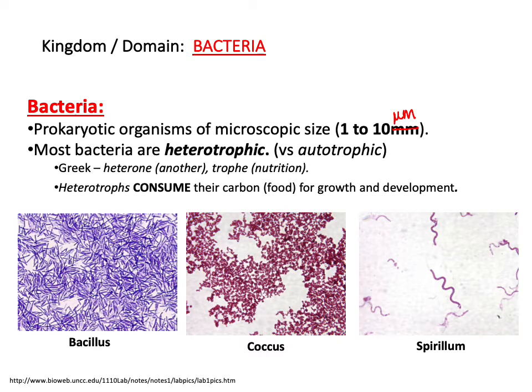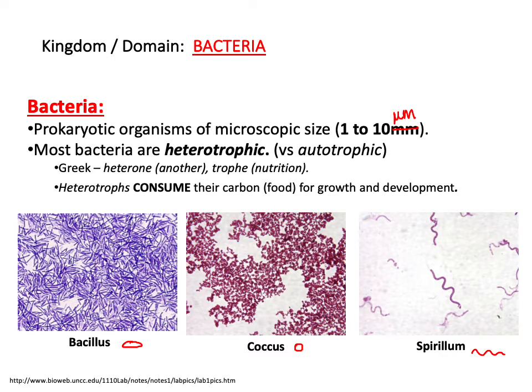Autotrophic animals can make their own food, but heterotrophs have to eat something else in order to get their nutrition. There are three types of bacteria in terms of their shapes that you are going to be looking at today in the lab: bacillus, which are rod-shaped structures, coccus, which is a circular structure, and spirillum, which looks like a spiral or snake-like structure.